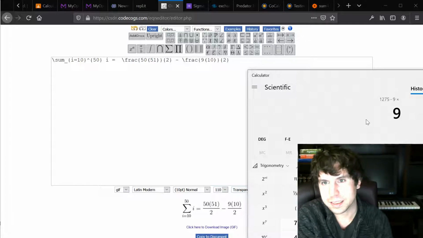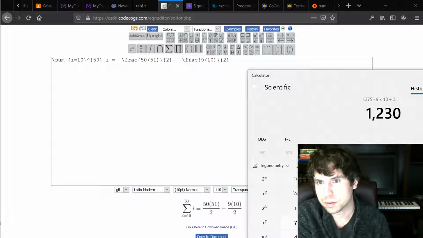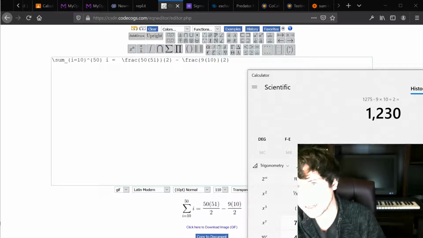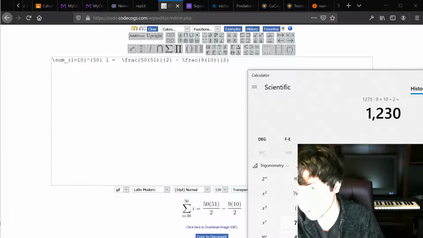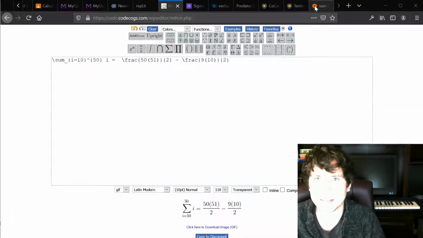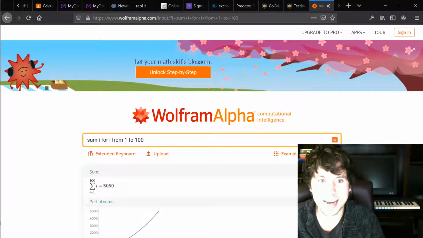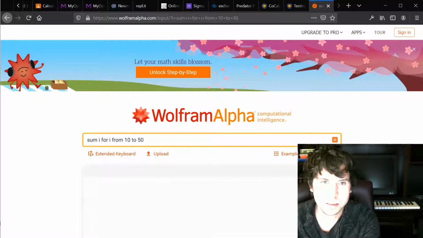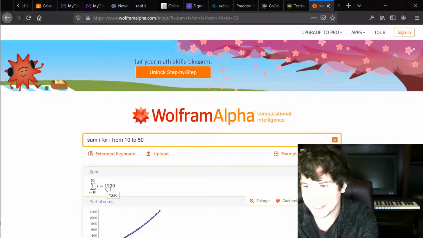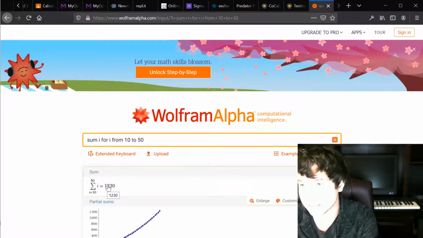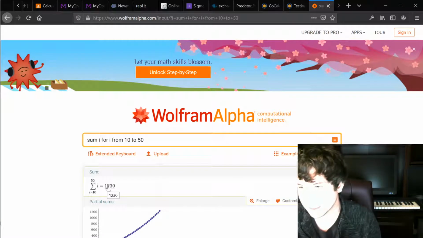Minus 9 times 10 divided by 2. So that should have subtracted 45, and it did. So now I'm at 1230. So I used the formulas there. Just to double check that, I'm going to go to the sum of i, for i from 10 to 50. And the formulas worked. So that's just what I wanted to show you, that you can write these sums. You can use software to calculate the sequences and the sums if you want.